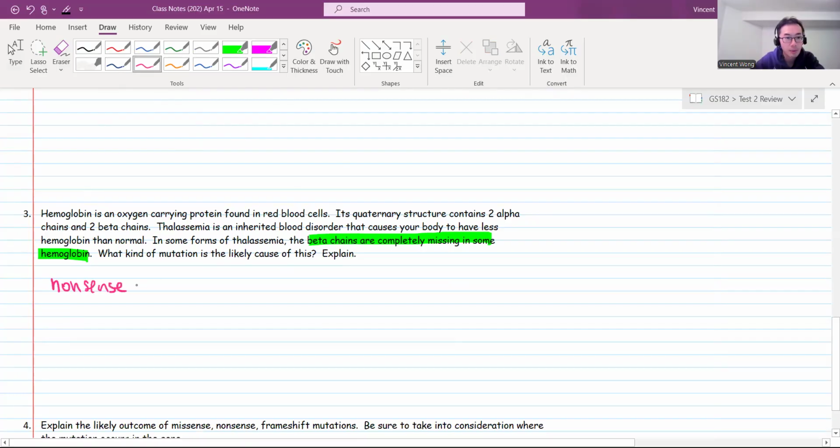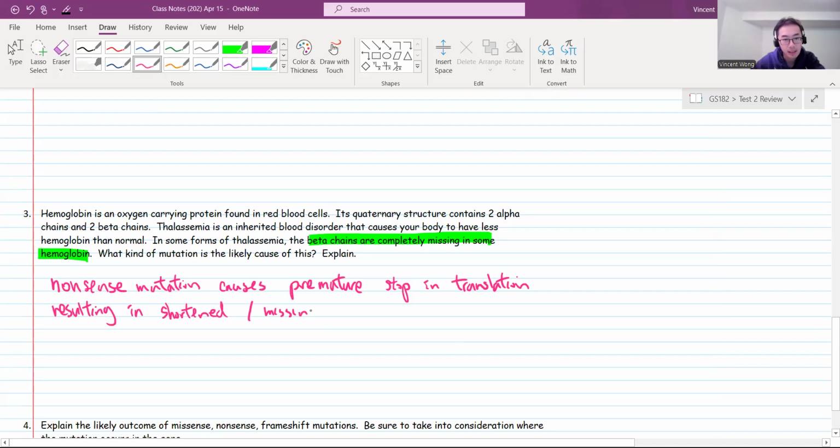Okay, so nonsense mutation causes premature stop in translation, resulting in shortened or missing protein, amino acid, right? Proteins, you can say. Okay.